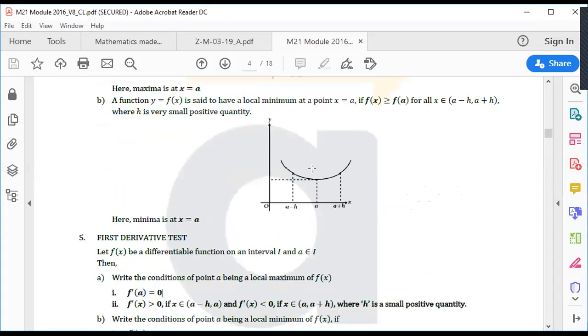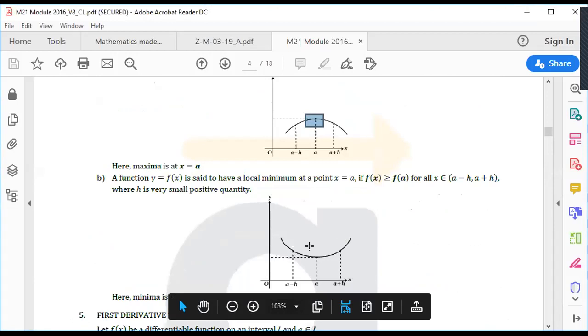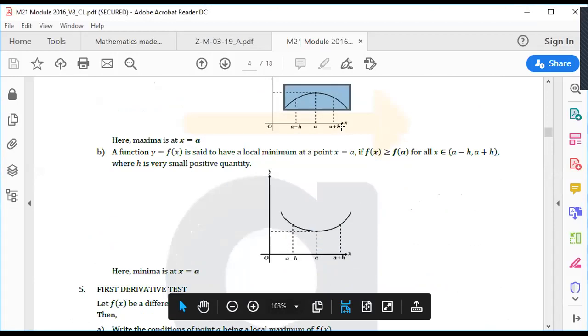So here also your first derivative is 0, here also first derivative is 0. So if the first derivative is 0, that means the slope at that point is 0. Now it can be either a maximum value or a minimum value in that neighborhood. Now how can you find whether it is a maximum or a minimum value? Definitely you have to check another condition as well, right?